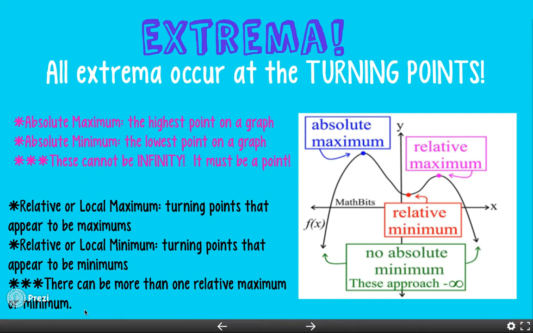Okay, now, there can be more than one relative max or min. If there's more than one point that occurs at a turning point, and it's not the absolute highest or lowest point, then they're all going to be relative maximums or minimums. So you can have more than one of these. So keep that in mind.